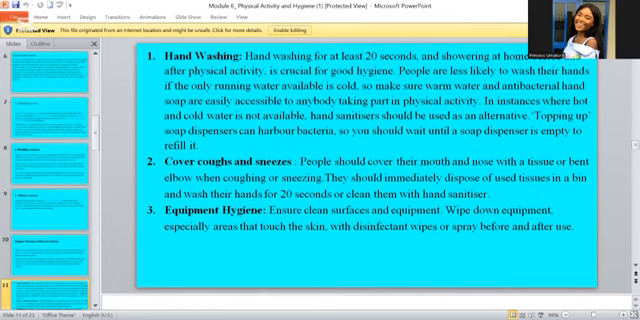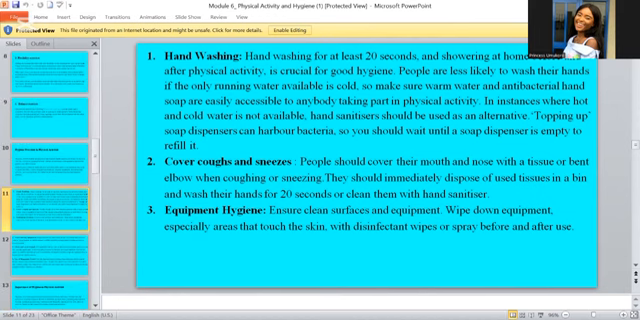They include washing the hands. Like we already said, you should wash your hands for at least 20 seconds and shower at home before and after any physical activity. People should also cover their mouth and nose with a tissue or bent elbow when coughing and sneezing, and also immediately dispose of used tissues in a bin and wash their hands after.